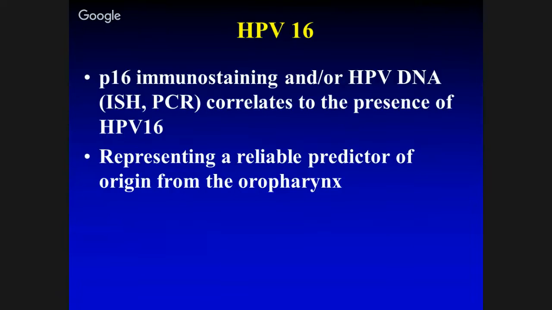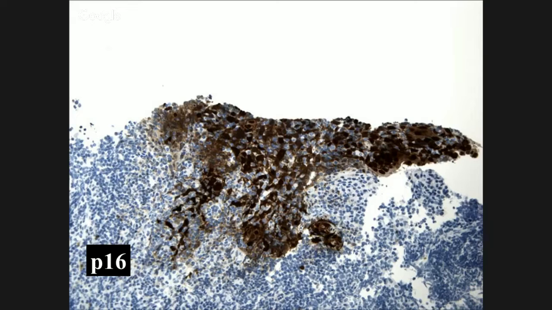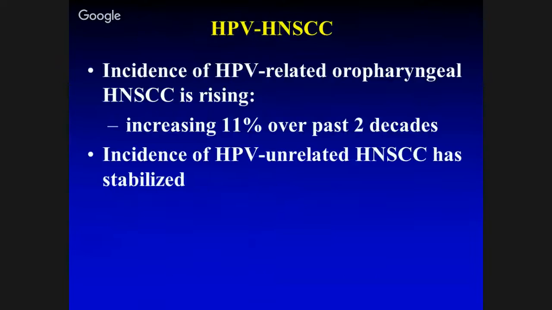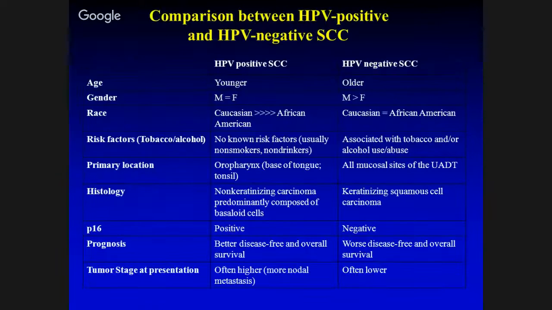And there's no correlation to the size of the primary, which could be a millimeter and a 6 centimeter neck mass. So the primary may be tiny and give rise to a large neck mass. And here's the P16 on that. These are non-keratinizing cancers, and in fact, it has been identified that they arise from the tonsillar crypt epithelium.